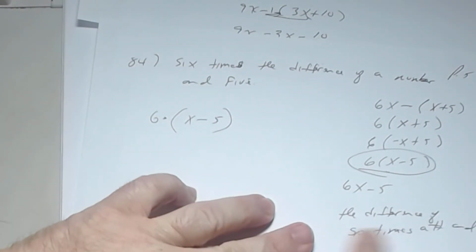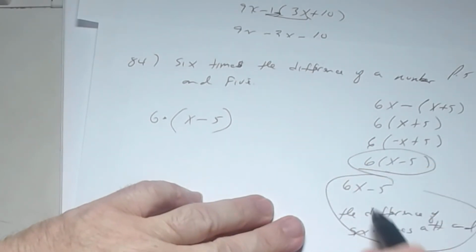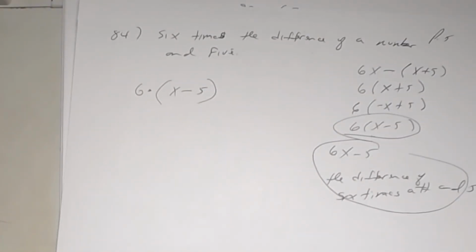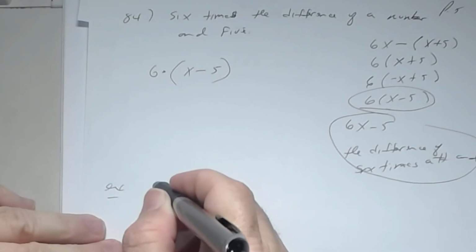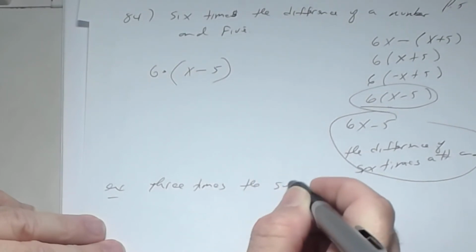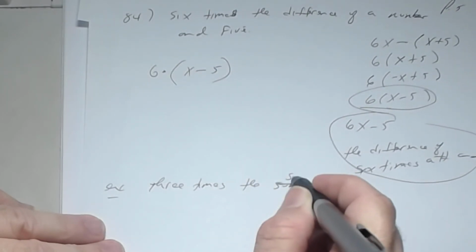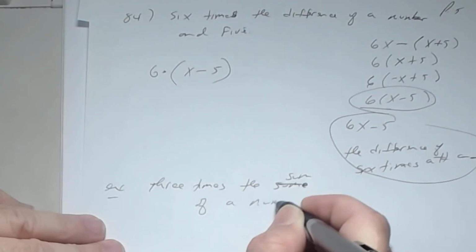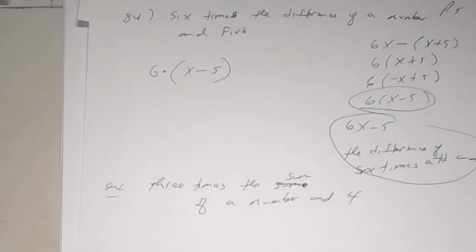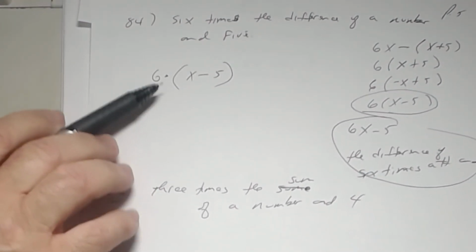So you may want to write this down and note that this right here means this, and this right here means this. Okay? All right. So 84 causes some issues. So just remember that. So if we had this example, 3 times the sum of a number and 4. Right away, now you should know what to write. Oh, and by the way, we're not finished with this one. I'll come back to this one, number 84.